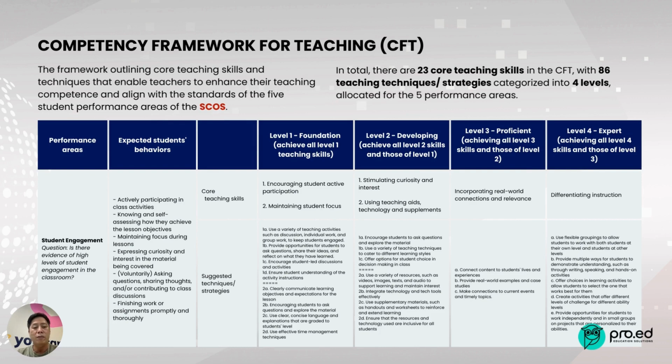Similarly, we have level 3, incorporating real-world connection and relevance, and here are the strategies so that they can learn the skill. So this is the competency framework for teaching, and for all 5 performance areas we have the same table like this.